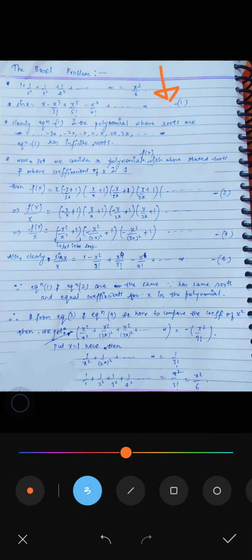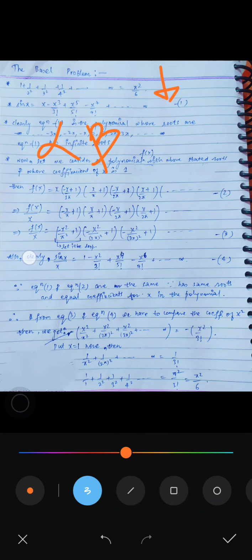Now let me consider a polynomial f of x. First of all, let me tell you about the quadratic equation. If I have a quadratic equation whose roots are alpha and beta, then I can write the quadratic equation as a into x minus alpha into x minus beta, and I can get the value of a by comparing it with the original equation. I am going to do the same here to obtain a different equation for the same polynomial. Let me call this polynomial f of x.